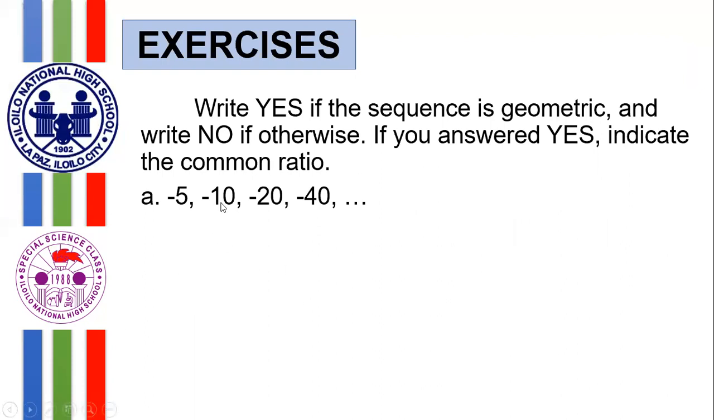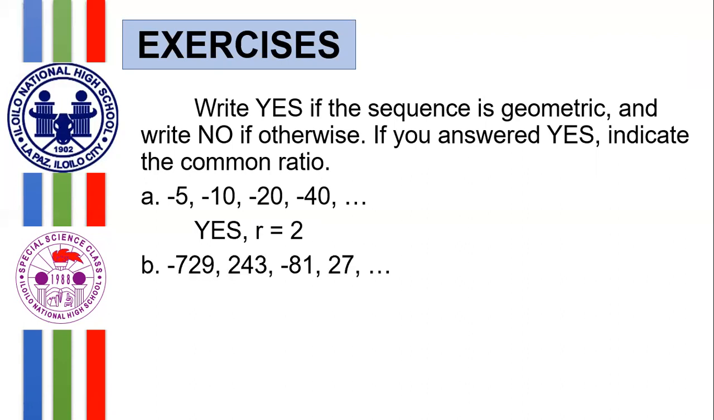If you could see, -10 divided by -5 is 2. Remember, a negative divided by another negative number yields a positive number. -20 divided by -10 is 2. -40 divided by -20 is also 2. Hence, this is a geometric sequence since you have a common ratio. So it's yes with a common ratio of 2. Because if you divide a term by the term immediately preceding it, you get a constant value, which is 2.